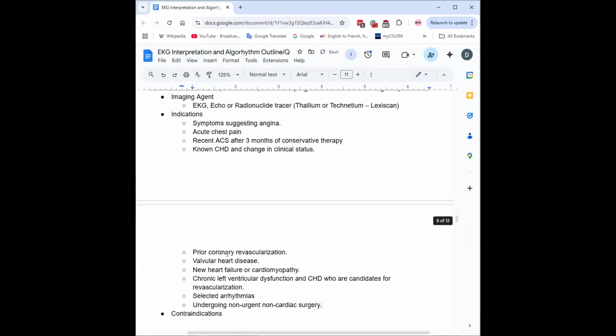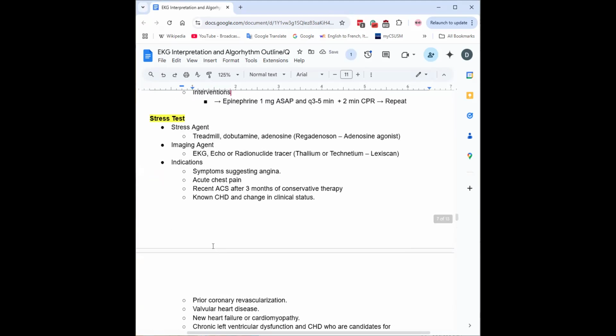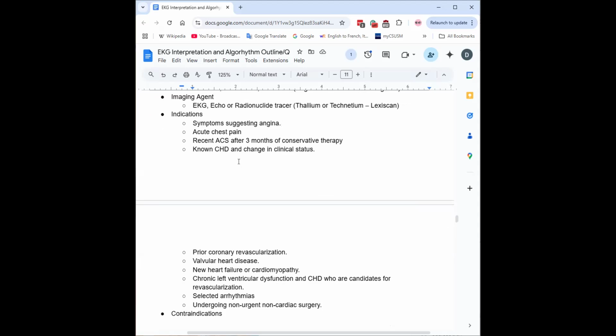So I just wrote down a list of indications for why someone might want to get a stress test, and for all of these, I know that if it were to come up on a test, you would see it and be like, that makes sense. Angina, acute chest pain, someone that had a recent acute coronary syndrome, and CHD, chronic heart disease.